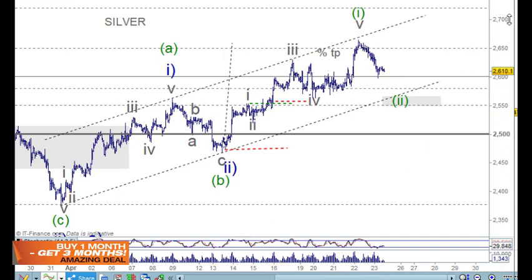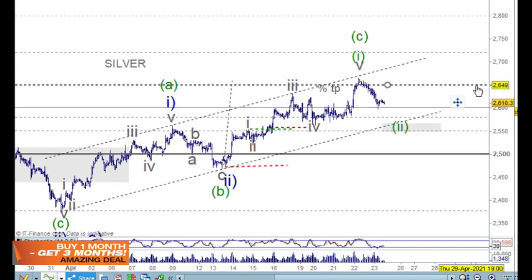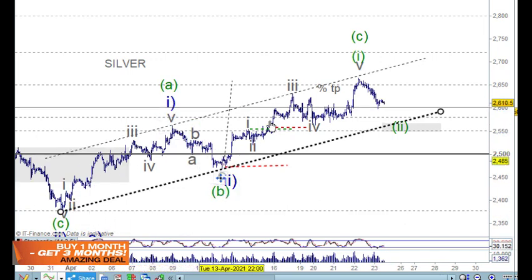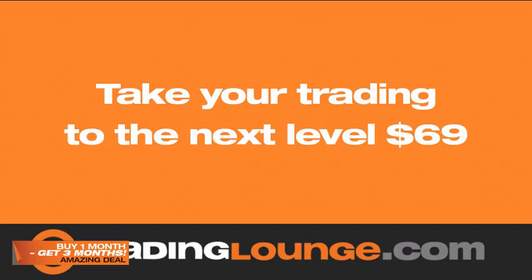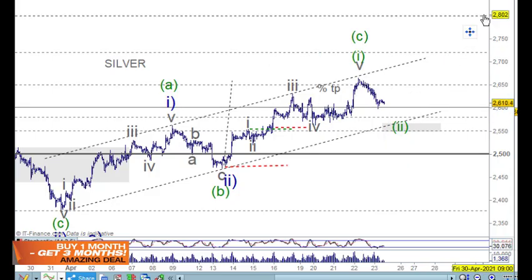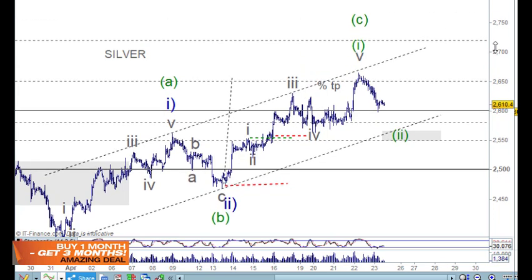So there we go. Realistically, this can be counted any way you want. We could count it as blue wave 1 to the upside, blue wave 2, then green wave 1 and green wave 2, and then going up for green wave 3. We could count it as an A wave, a B wave, and a C wave. We could also count it as green wave 1, green wave 2, green wave 3, and green wave 4 as well. But I don't know that yet.